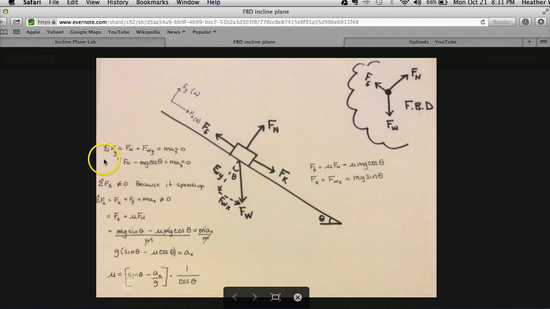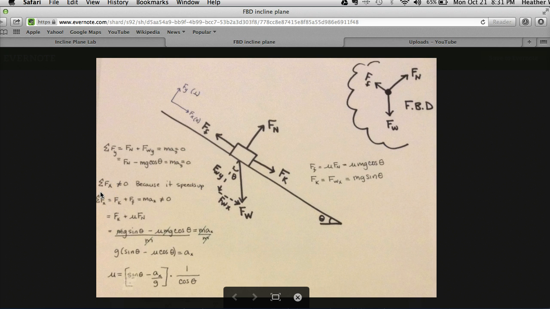When we take a look at this, we sum the forces in X and we sum the forces in Y. So summing the forces in Y is pretty simple. Because the car isn't going through the plane, we know it's going to equal 0. So F sub Y is equal to F sub N plus the Y component of the weight, which is negative mg cosine theta. That's this right here. And it's negative because it's going in the opposite direction. We're saying up is positive, so therefore down is negative. And this then sums to 0.